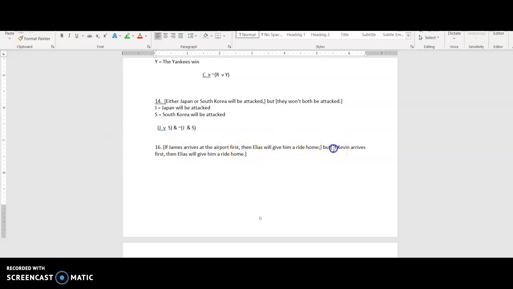All right. So then we know our main operator is going to be the and. So let's start by focusing on the left conjunct. So you can see it's an if-then sentence, so it's going to have that form, right? If something, then something else. So what's the first something? James arrives at the airport first.